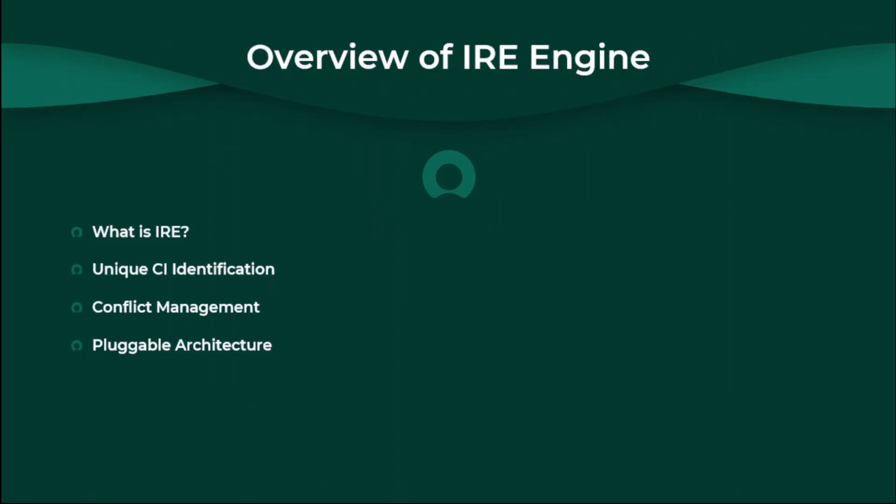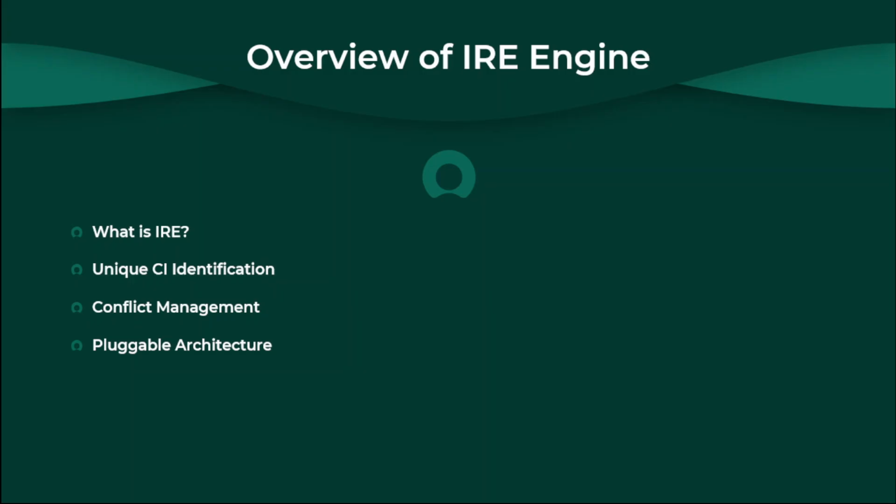Let's begin with the IRE engine, one of the most important features introduced by ServiceNow for CMDB accuracy. What is IRE? The Identification and Reconciliation Engine is a ServiceNow engine that manages how data from multiple sources is added or updated in the CMDB. Unique CI identification: IRE compares incoming data with existing records using identification rules to determine whether to create a new CI or update an existing one.